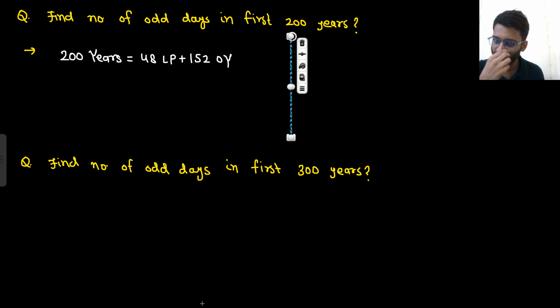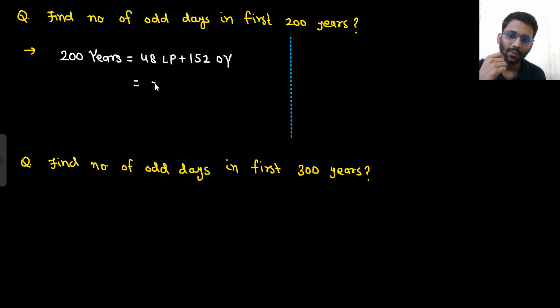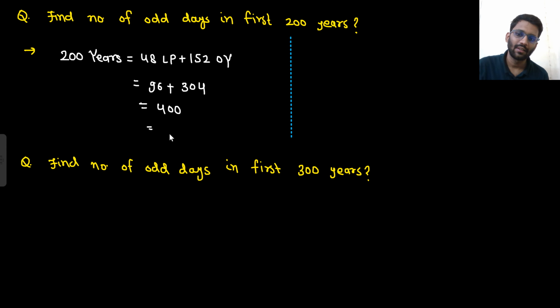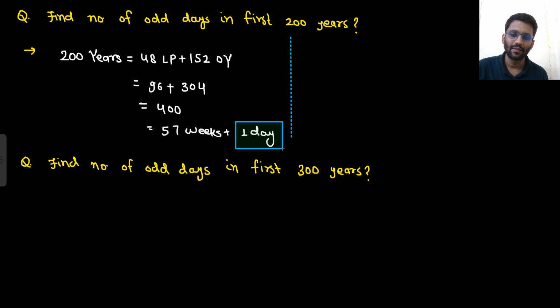Method two also we can see. So 48 into 2, 96 days, plus 152 into 2, what that would be? 304, right? So 400. If you divide by 7, 57 weeks plus 1 odd day. So this is the odd day, you are having 1 odd day.